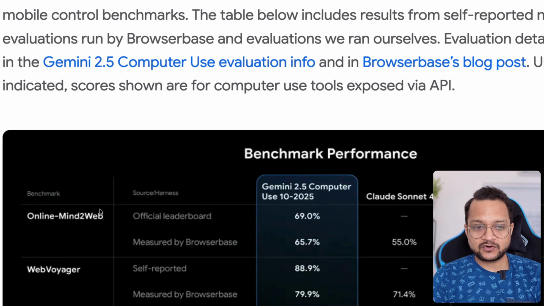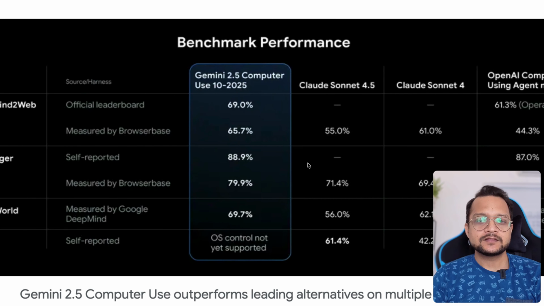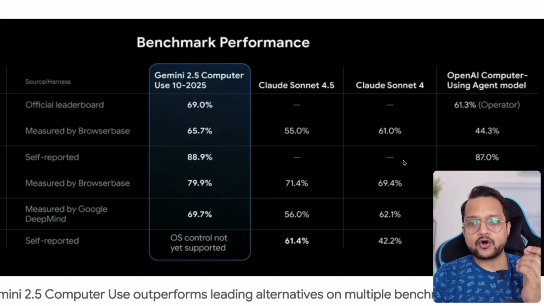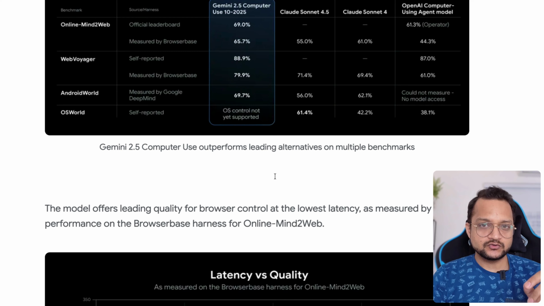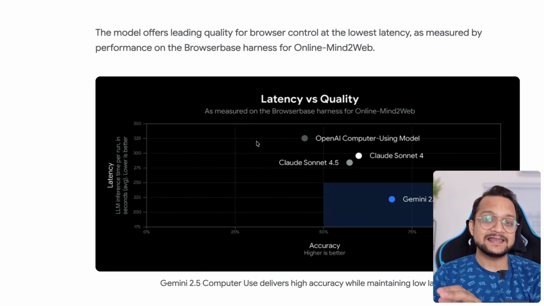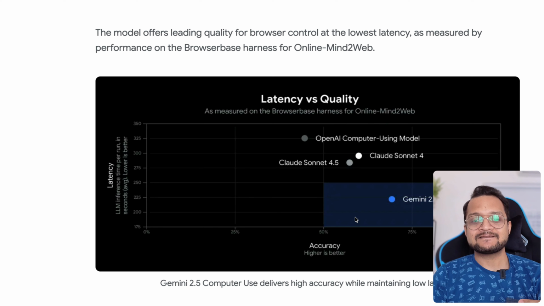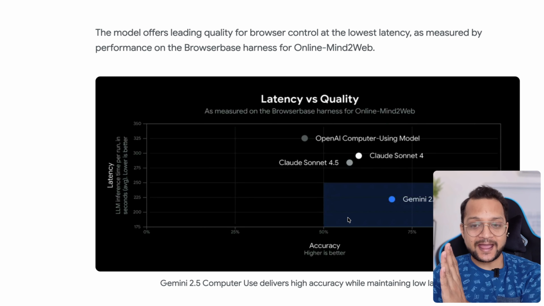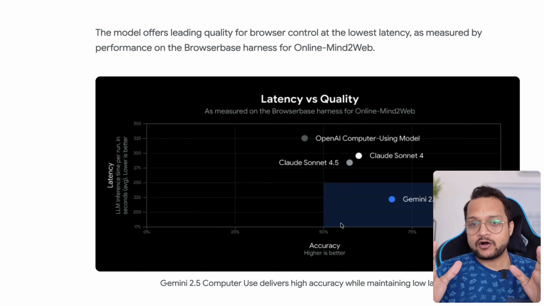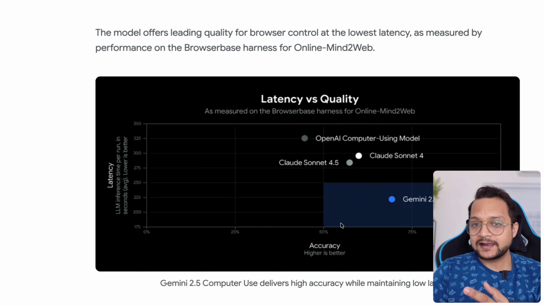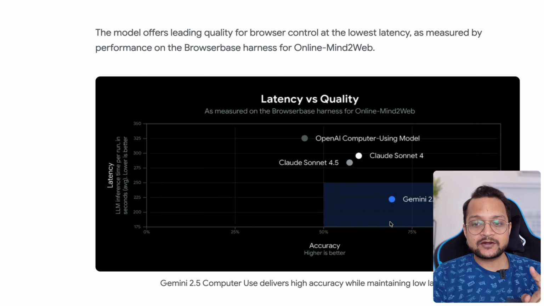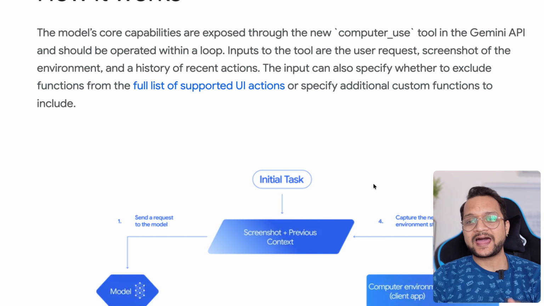You can see it is always on top against Claude Sonnet 4.5, 4, or even OpenAI's computer using model agent. The best thing about this computer use model from Google is its latency versus quality. It has lower latency and better accuracy on the screenshot taken from the browser, and it actually fills up the fields and clicks on the right button, because Gemini 2.5 computer use model is way better and faster than the Claude and OpenAI models. So how does this model actually work?